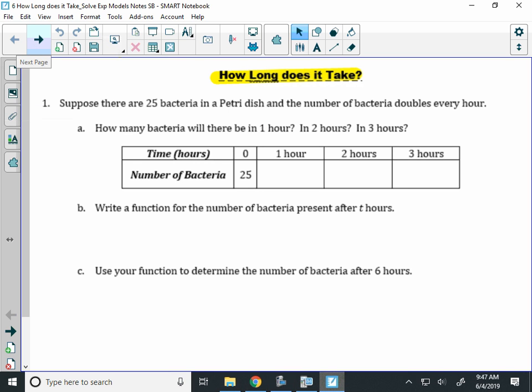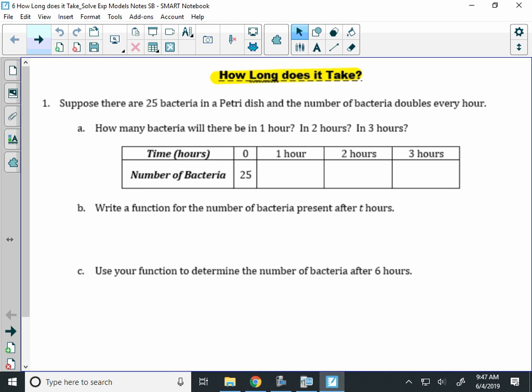So this is lesson 4, the last lesson of Unit 7. So we're still solving exponentials, but this time we're solving word problems. So we have to remember how to write an exponential function. This says suppose there's 25 bacteria in a petri dish, and the number of bacteria doubles every hour.